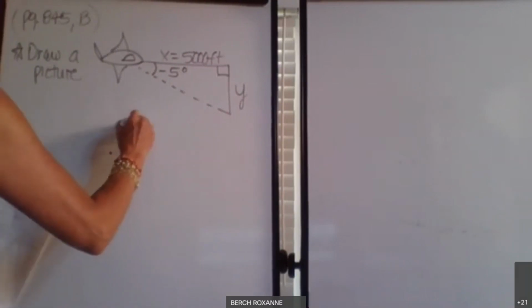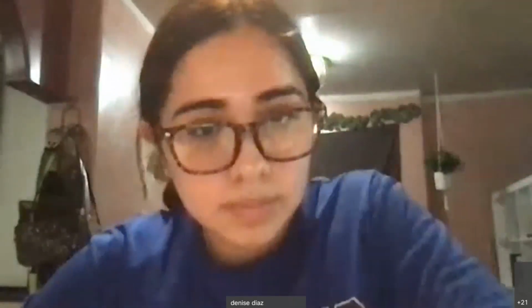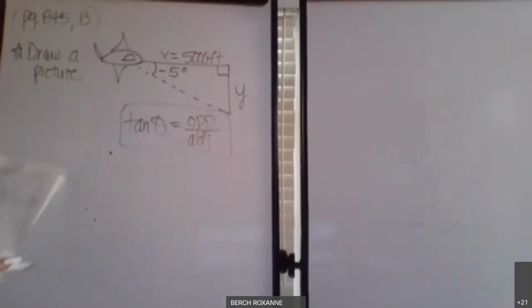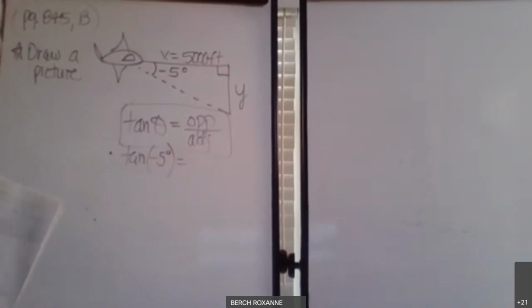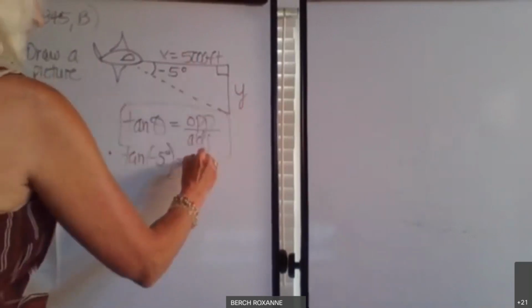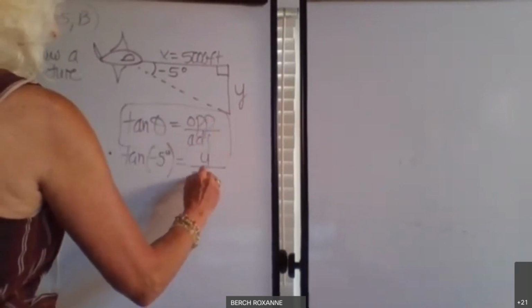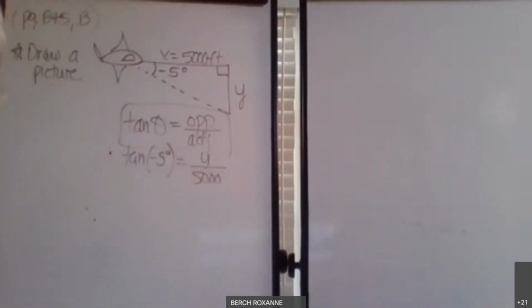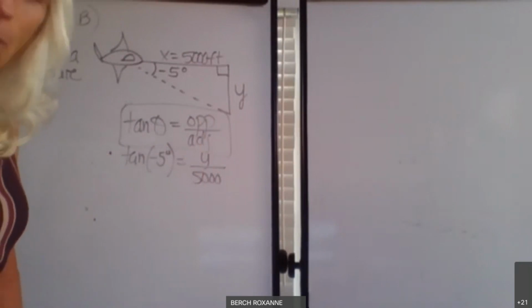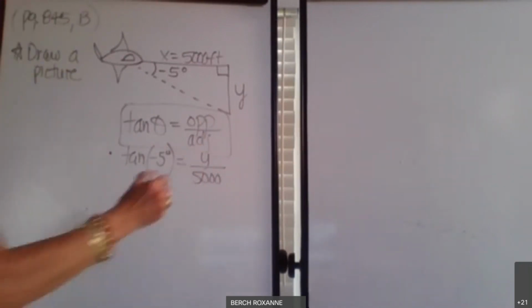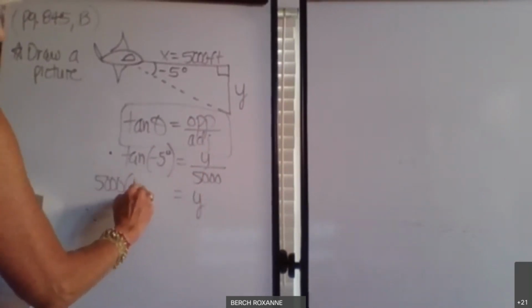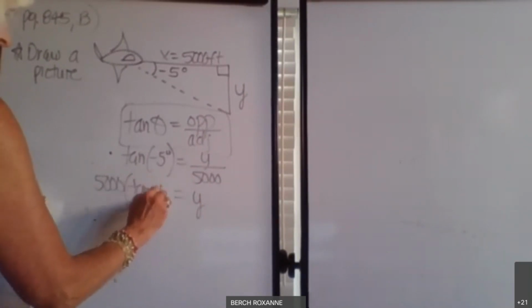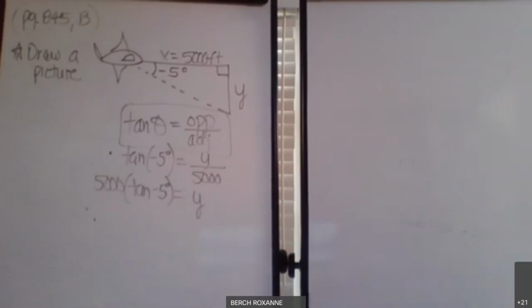Tangent is opposite over adjacent. So what we're going to do is take the tangent of -5 degrees, because that's the angle. Opposite is what we're trying to find, and adjacent is 5,000. So this is where the algebra comes in. We have to solve for y. Well, how do you solve for y? You multiply by 5,000, don't you? Yes, you do.